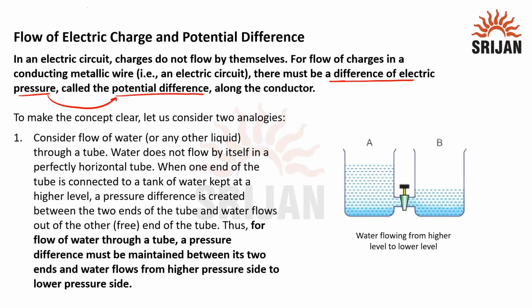Now, to understand this concept, let us consider two analogies. The first analogy is based on the flowing of water. In this, we will first consider the flowing of water in a tube. First, we are taking a horizontal tube, that is, both the ends are maintained at the same level. This is end A and this is end B. If water is entered from end A, the water will not reach end B automatically. Therefore, in this case, the water will not flow.